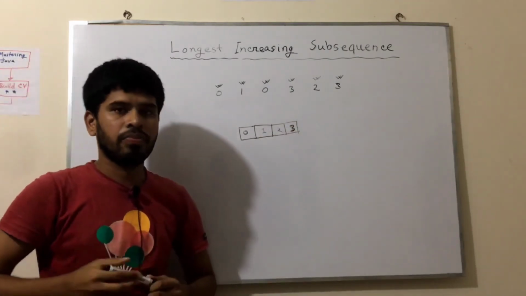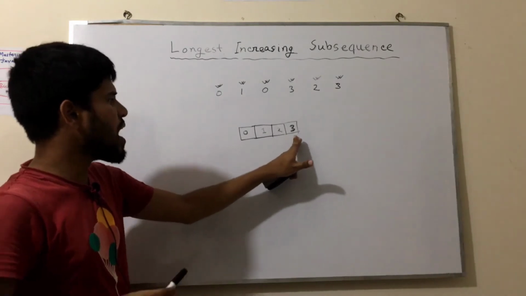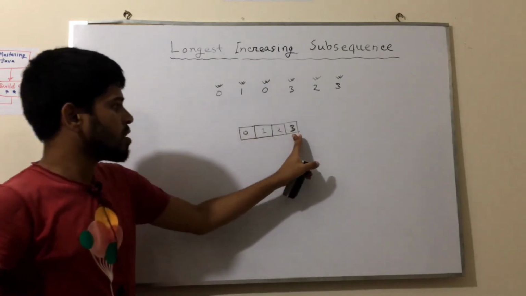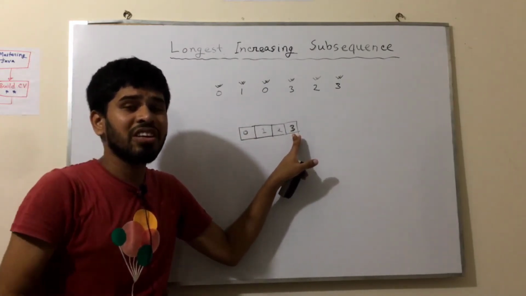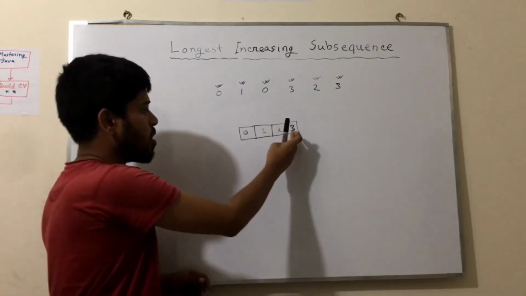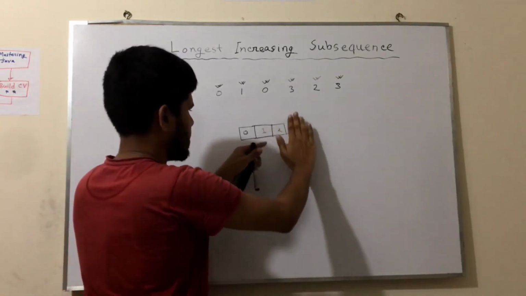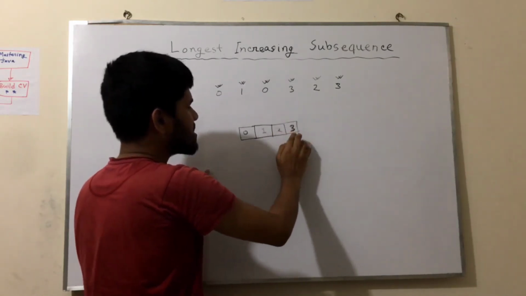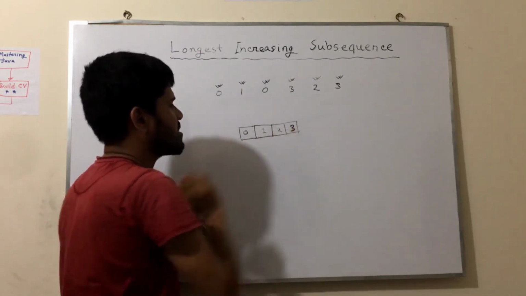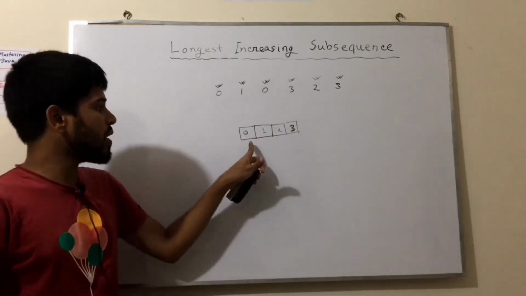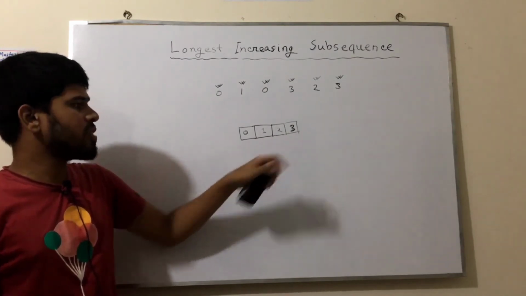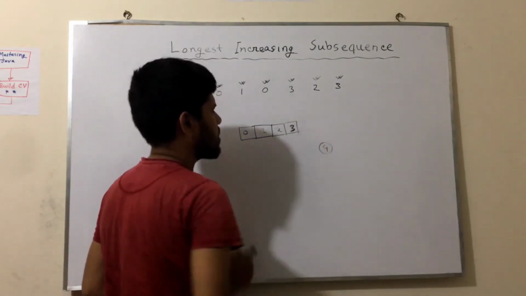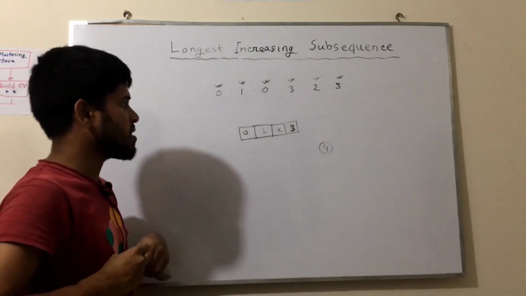Now we are done. This 3 tells us we have on the left elements less than 3 by maintaining the relative order. Okay, on the left of 3 we have these 3 elements. These 3 elements are maintaining the relative order, and these are less than 3. So we find this list of length 4. The length is our answer. The length is the length of the longest increasing subsequence.